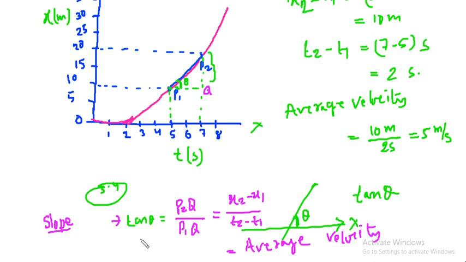So this is how average velocity or average speed is connected. In this case, average speed and average velocity will be the same, isn't it? Because it is one-dimensional motion and it is moving towards the positive x direction, so their values will be the same. So slope is equal to average velocity. This is what they have explained in figure number 3.4.